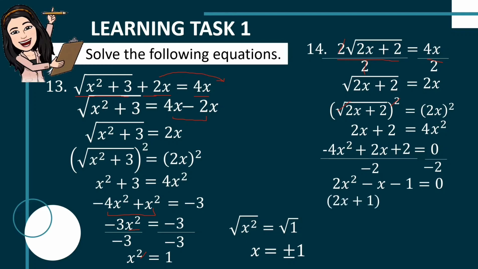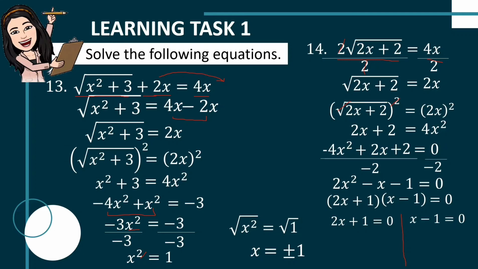This will become, yan, ang factors niya ay 2x plus 1 and x minus 1 is equal to 0. Now, i-equate natin both into 0. Magkakaroon tayo ng 2 equations. Isang 2x plus 1 equal to 0. Naalala pa ba to in solving quadratic equation? I hope so. So, x minus 1 is equal to 0.